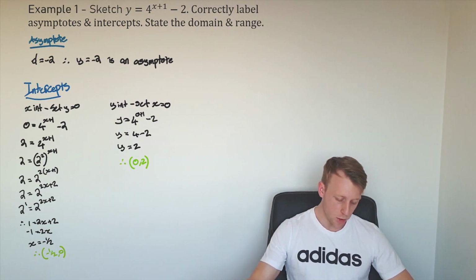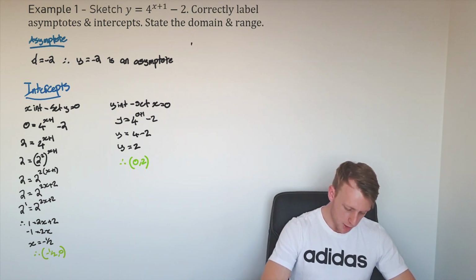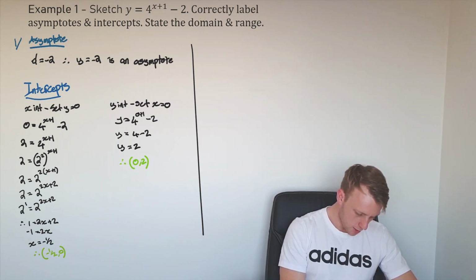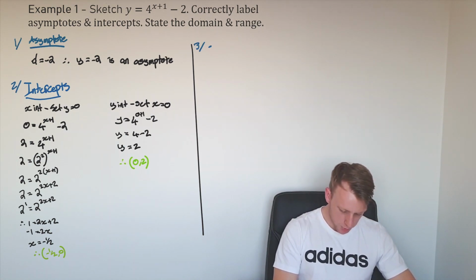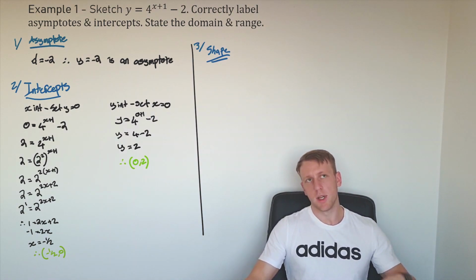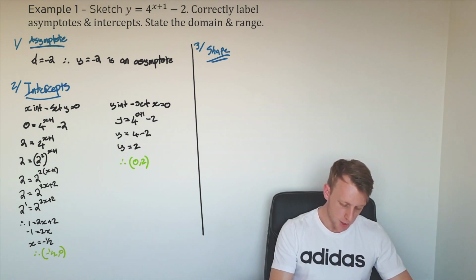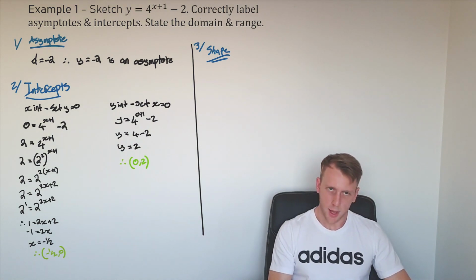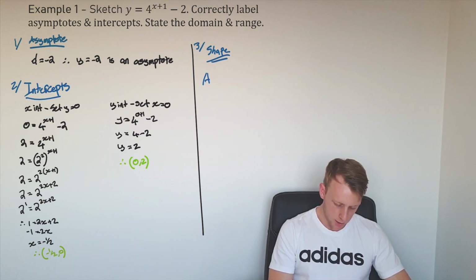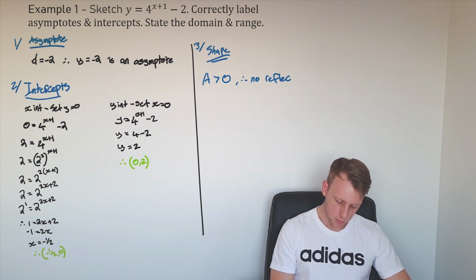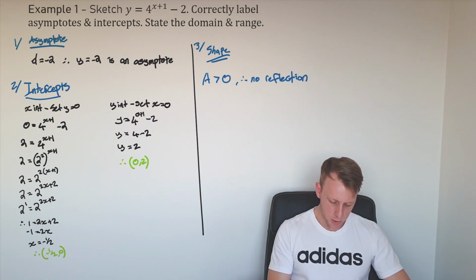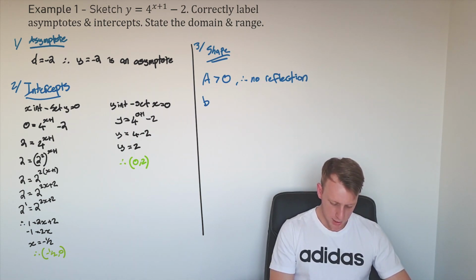Okay, the third thing we wanted to consider was the shape. So this is 1, this is 2, this is 3. For the shape, we need to consider whether it's reflected or whether it grows and decays. How I would write it is: I've got A being greater than 0, therefore no reflection. And I also know that I've got growth, so that's when B is greater than 0, therefore growth.